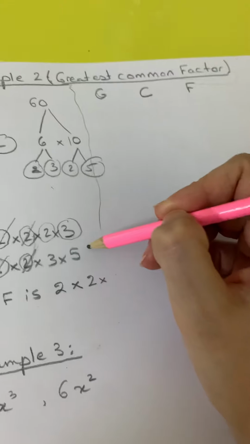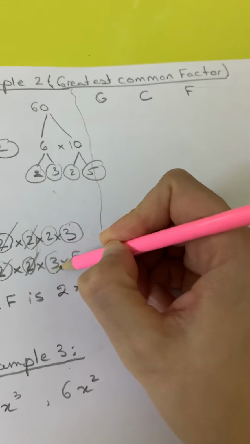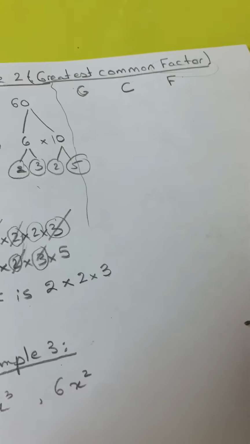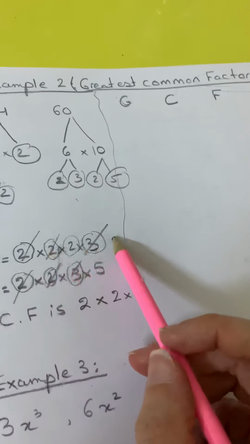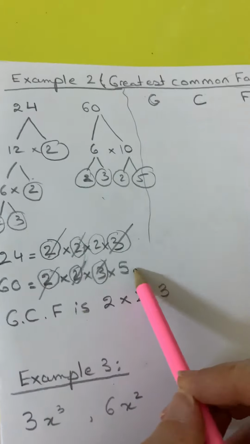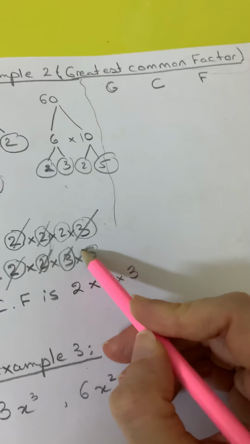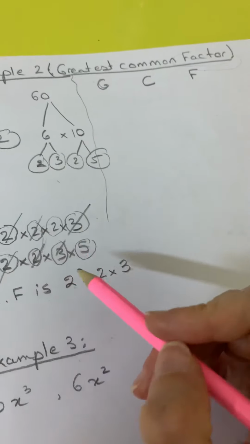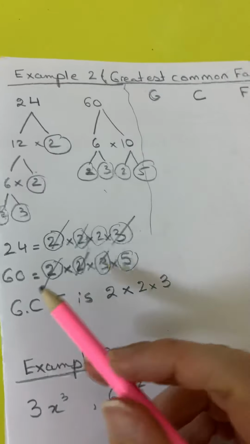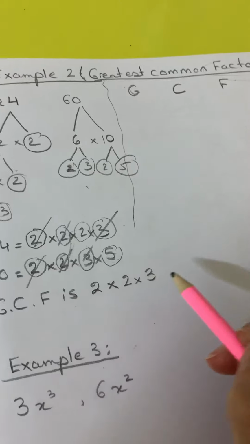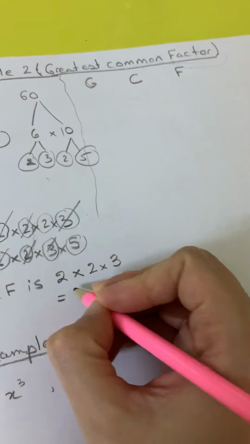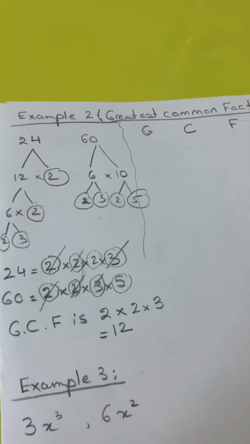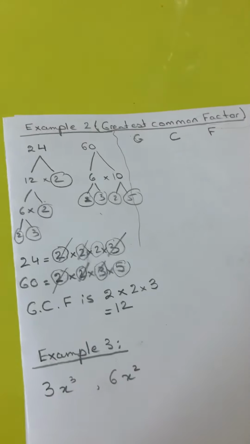Is there a 3 here? Yes, here it is. So you cross it and you write it here. I finished from the first line. Let's go to the second line. I still have 5. Can you find 5 up there? No. So you don't take it. So the GCF is 2 times 2 times 3, which is 12. That's it. This is how you find the GCF of two numbers.